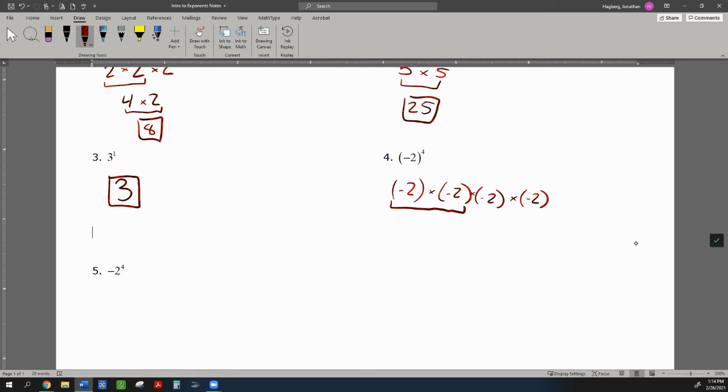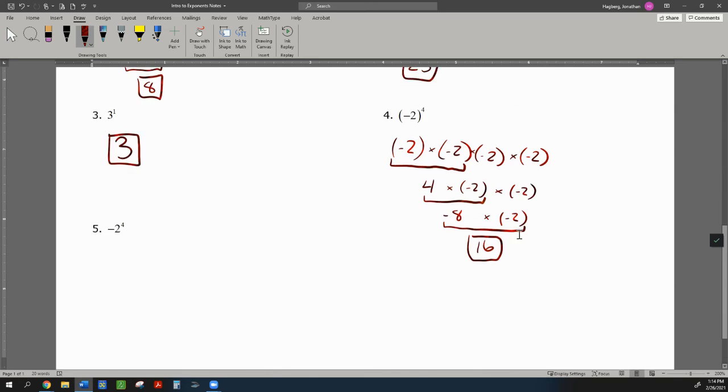So now if we multiply from left to right, negative 2 times negative 2 is a positive 4. And then bring down the rest. So times negative 2 times negative 2. Well, 4 times negative 2 is negative 8. And bring down your times negative 2. And negative 8 times negative 2 is a positive 16.